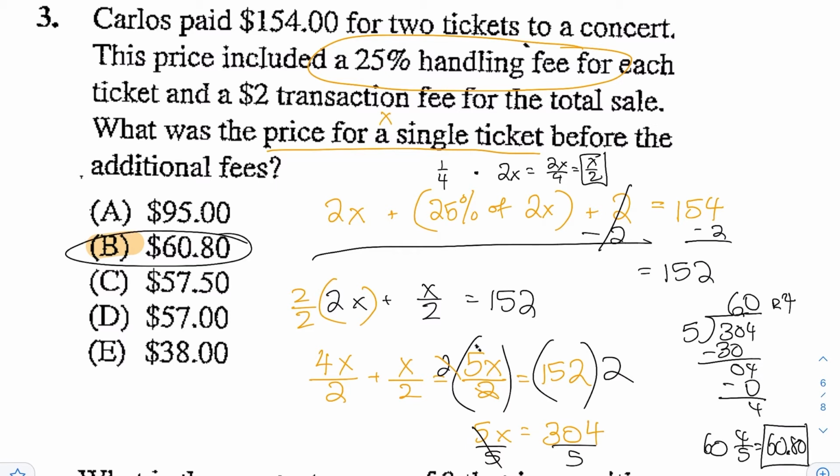So here you have to turn the word sentence into a number sentence. Be careful, a percent increase, this 25% increase means you're adding 1/4 of the total price for the 2 tickets, which is 2x. And then add the $2 and just use inverse operations to solve.